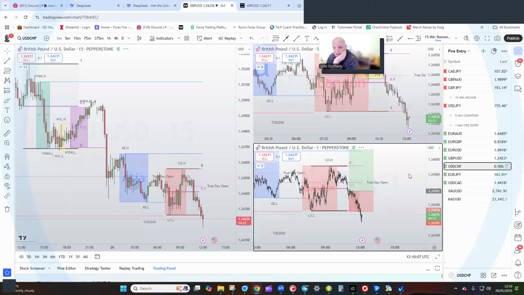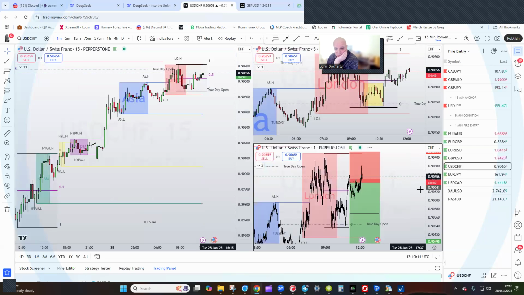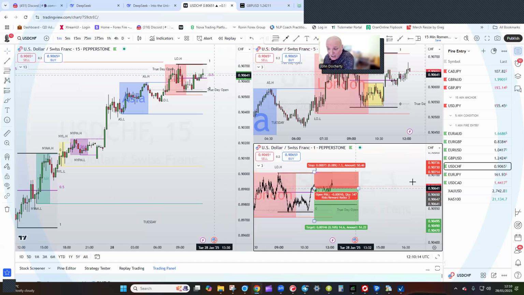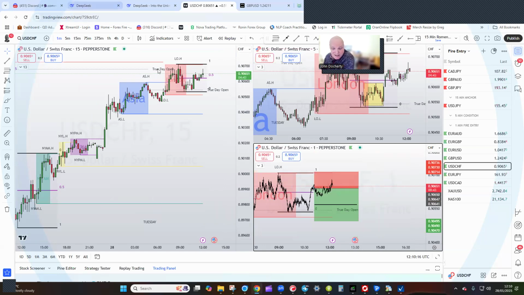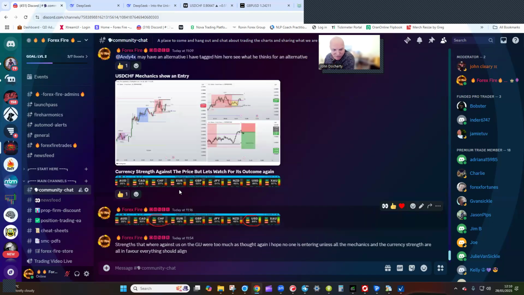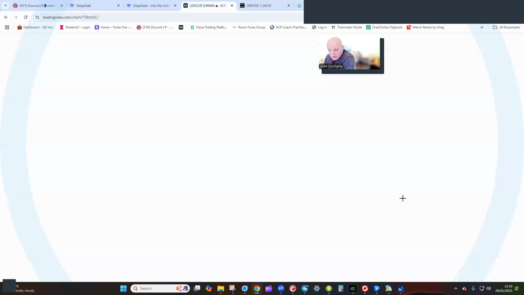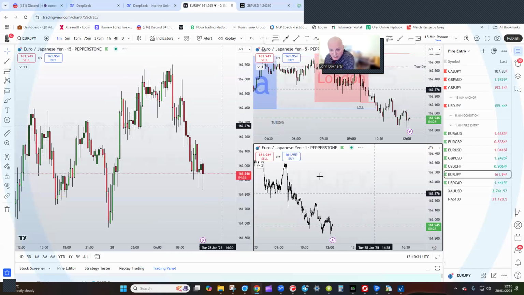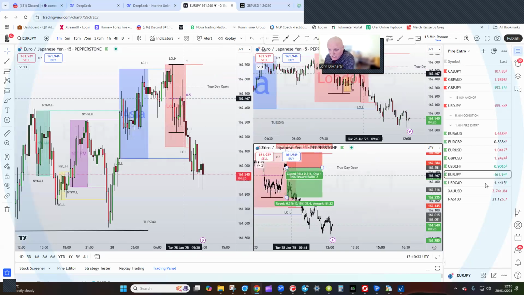The USD Swiss franc, again, it is a setup. I would possibly wait till this gets down in. I would possibly get out on it. The USD Swiss franc, it is an out of session pair. And if we look at the USD Swiss franc again, strength is against us on that one as well, guys. So it is what it is. The Euro JPY, there was a 2% winner on that.